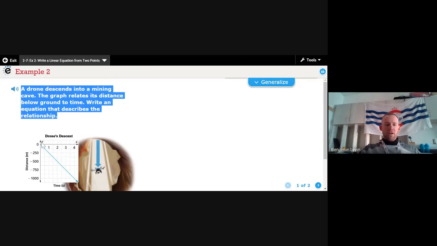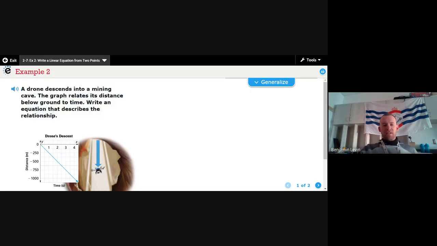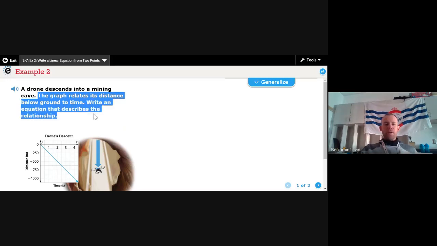You look at the graph right here, right? We just talked about that at the beginning of class. If it is going down from left to right, remember everything is left to right on slope. If we are going down from left to right, it would be a negative slope, which makes sense because it is descending. It is going down, right? And you can see the graph here of the drone going down into the mine. The graph relates its distance below ground to time. Write an equation that describes the relationship.